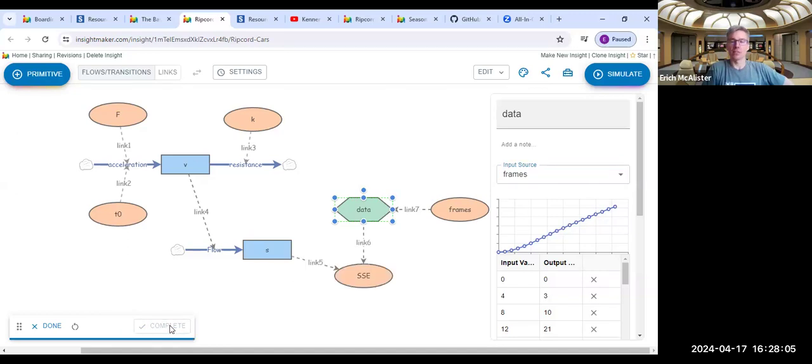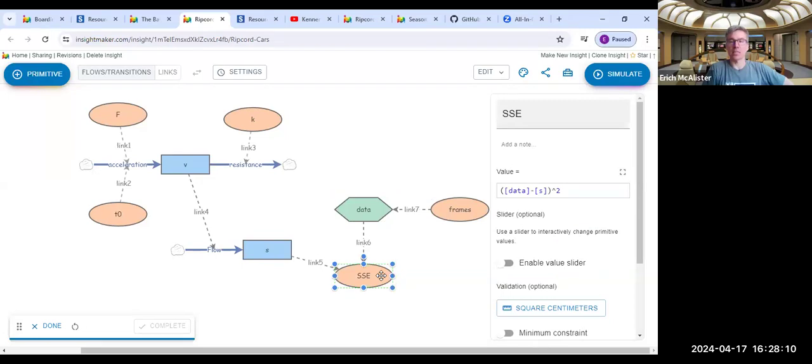From that, you can create the sum of squared errors. You take data minus S and square it. Notice that because S was in centimeters and the output of data was in centimeters, data minus S squared is in square centimeters. So at every data point, you get a squared error. Now, what do we do with this? Well, the thing you always want to do is minimize the sum of squared errors.